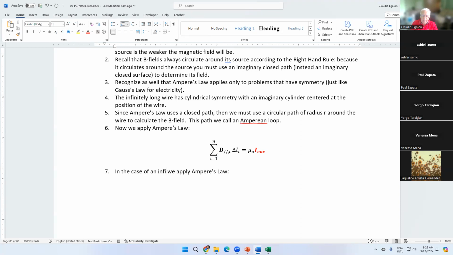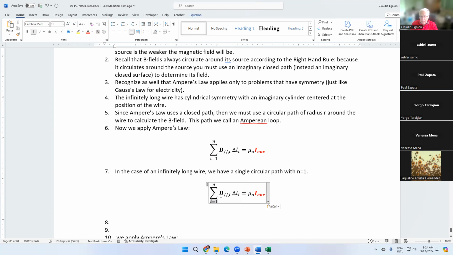In our case, in the case of an infinitely long wire, we have a single circular path. What does it mean? It means that n equals one. Okay. That's what we end up having. What else? So my formula can be reduced to something like that. You know, B parallel times delta L.